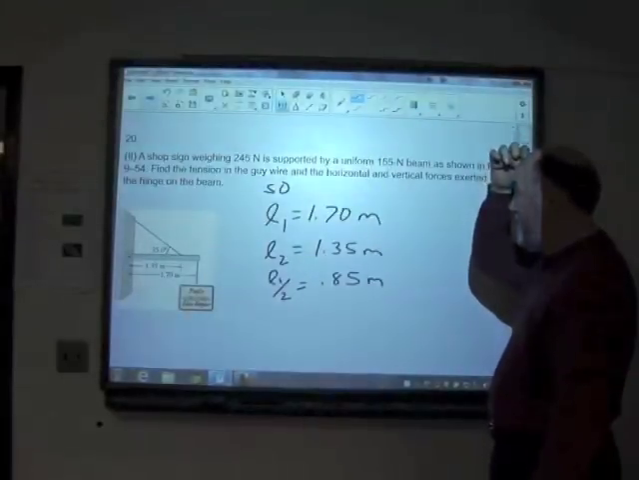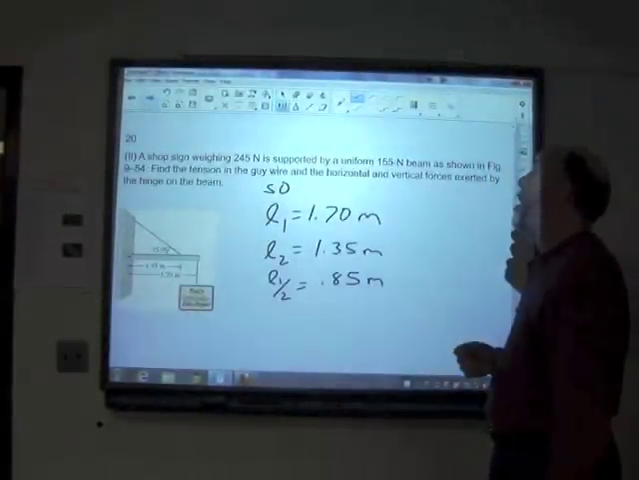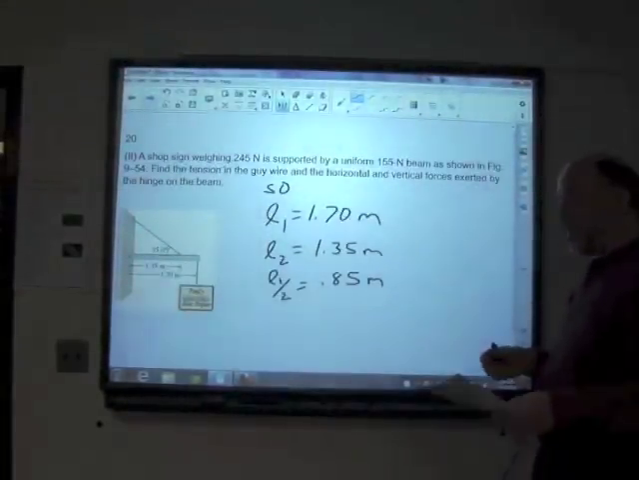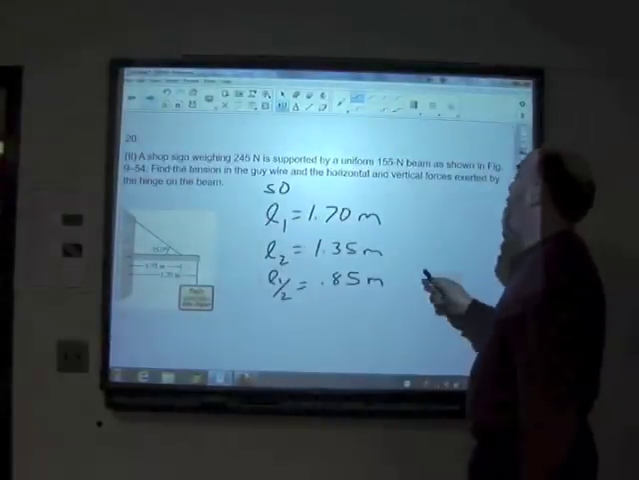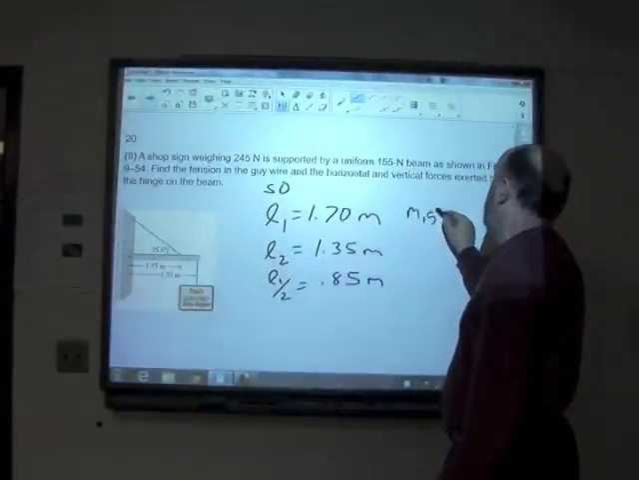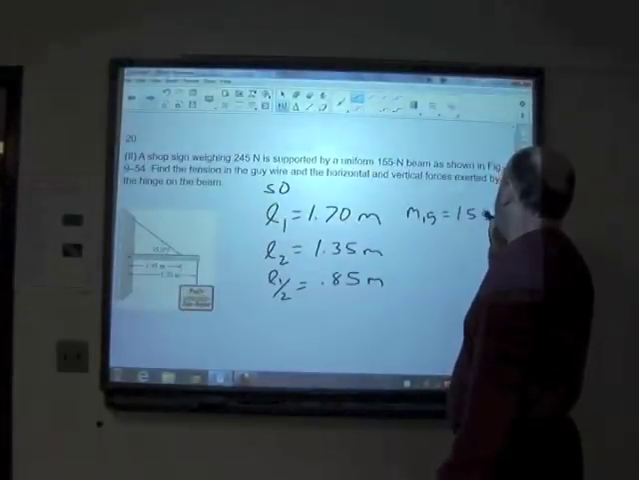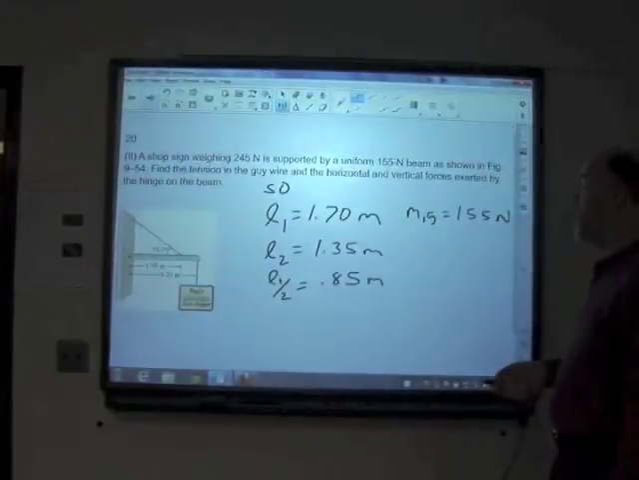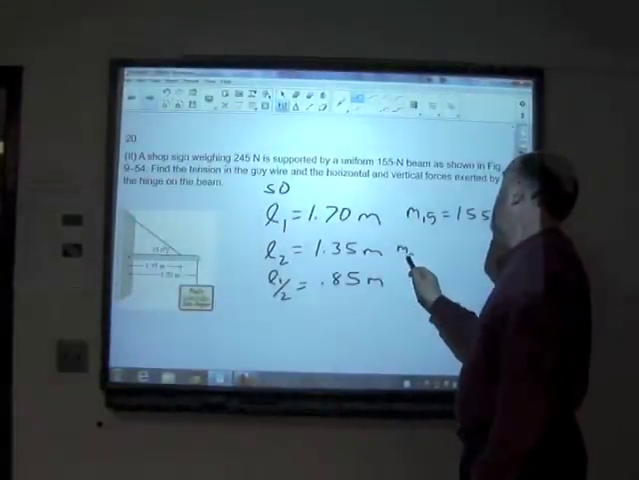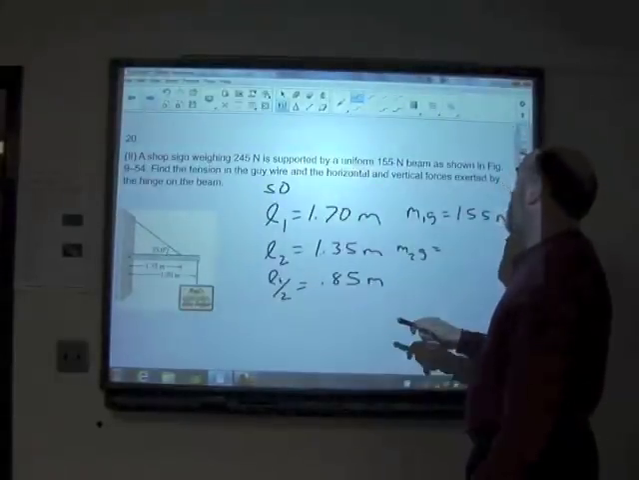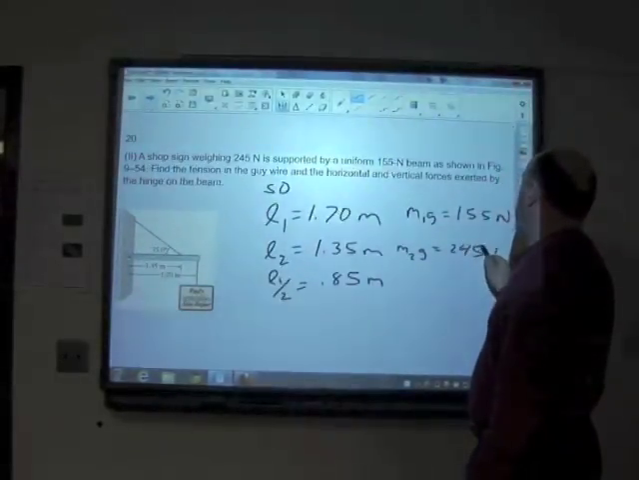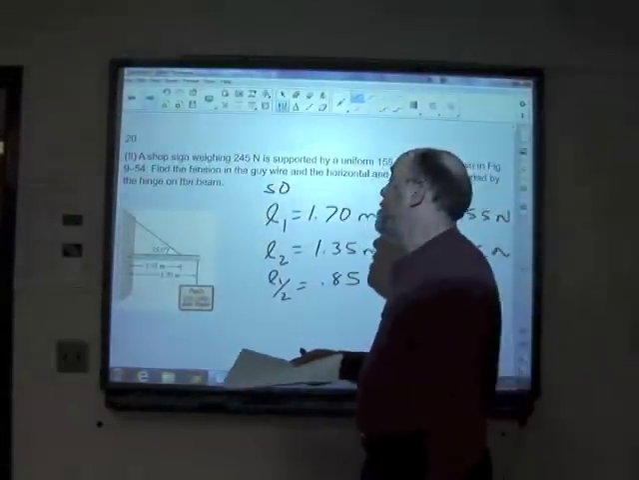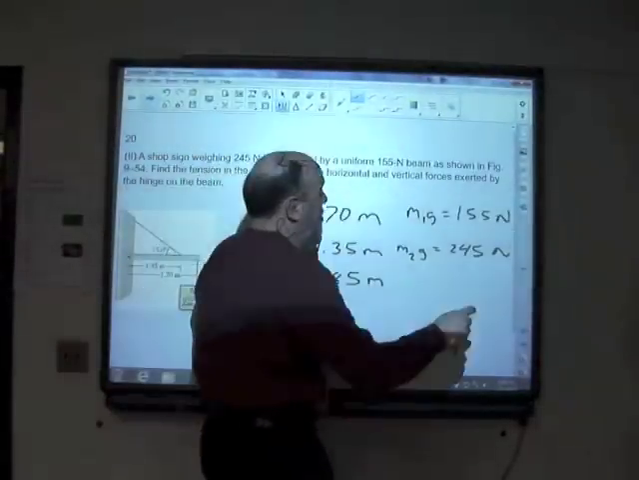Now in this problem, they actually told you the weight of each item. And so remember that newtons is actually a measurement of weight in physics. And so we'll have that M1G is going to be the 155 newtons. So that will be the weight of the beam. And then M2G will then be the weight of the sign, which is 245.